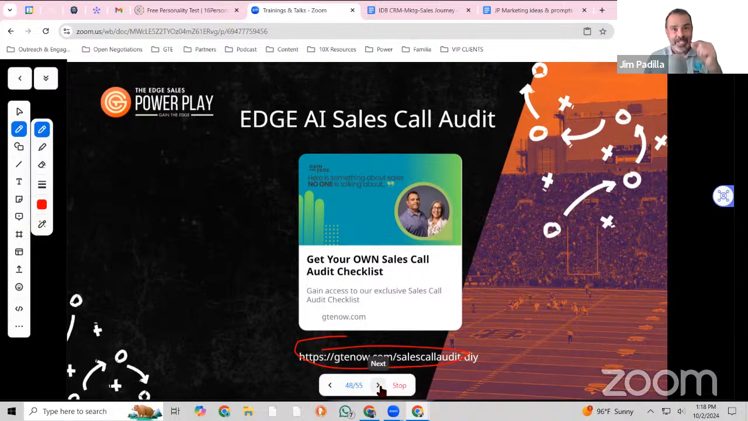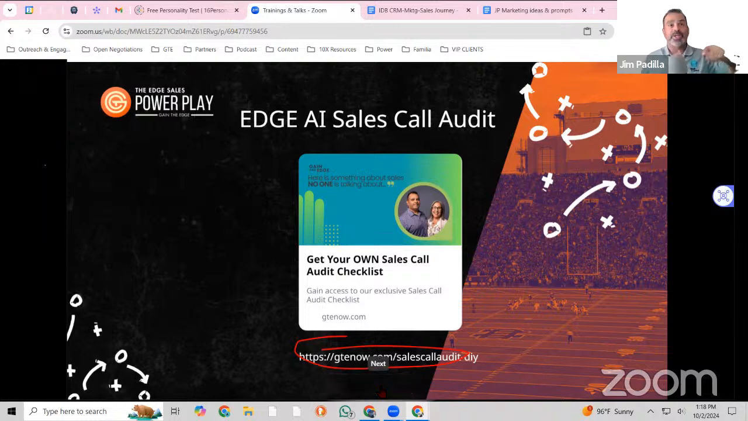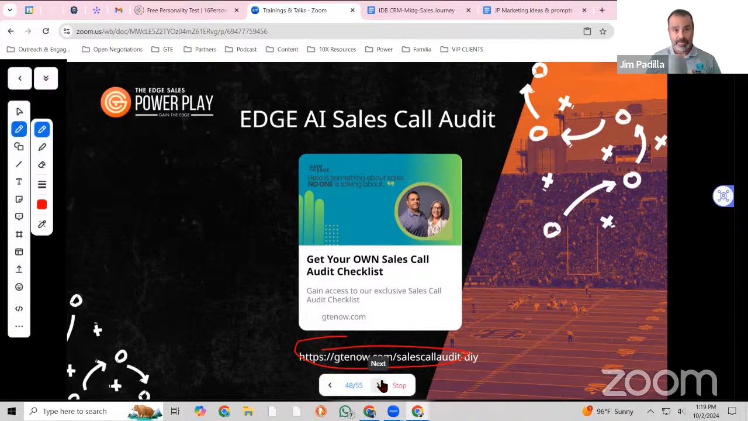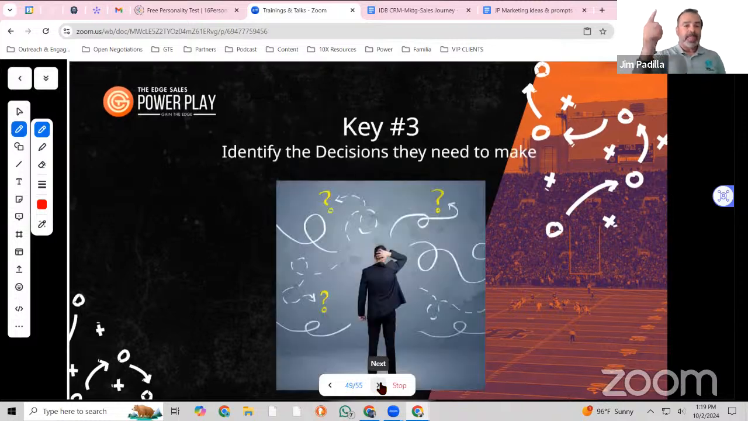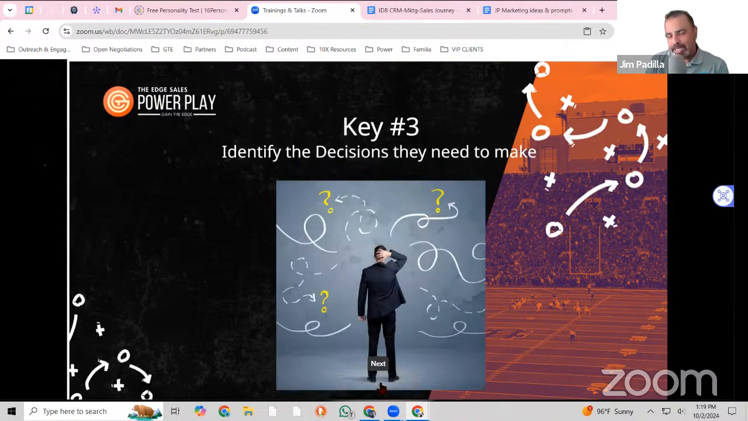It's the beginning stages. You need to assess what you're doing so you can then determine what else needs to get done. Okay. And this is one of our ways of making it happen. And we want to share that with you. Okay. Next. Identify the key decisions that they need to make.